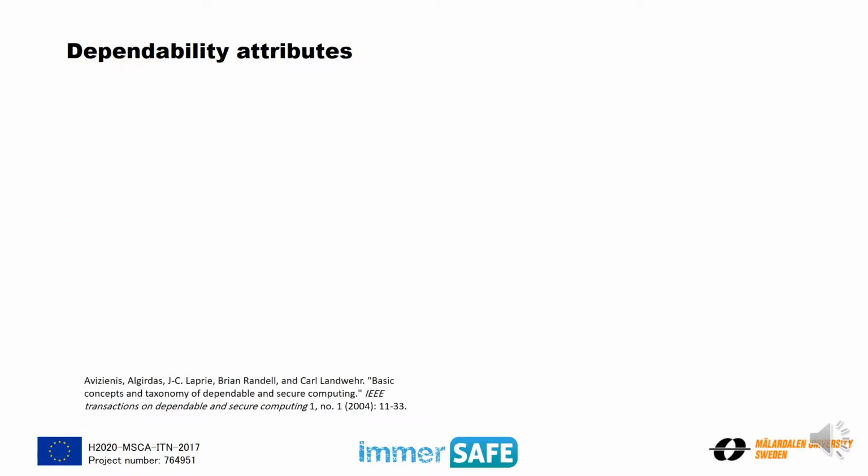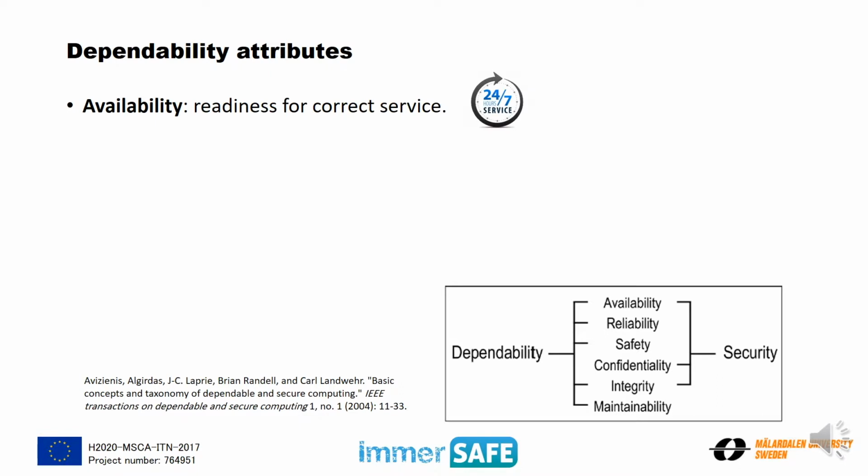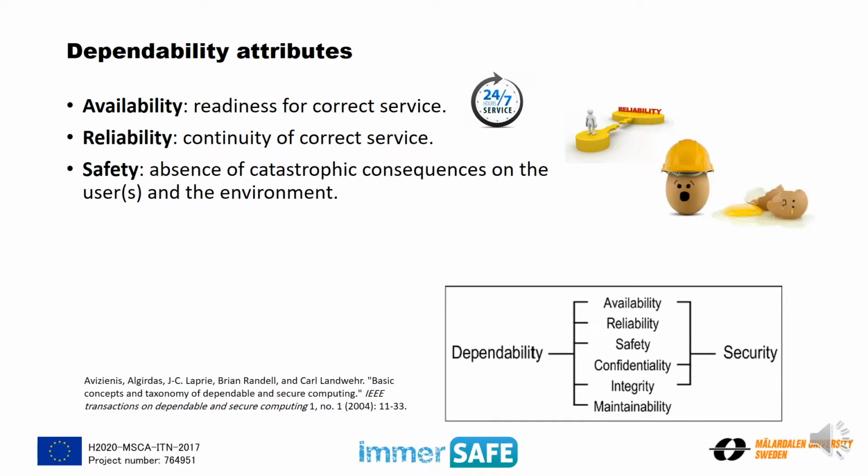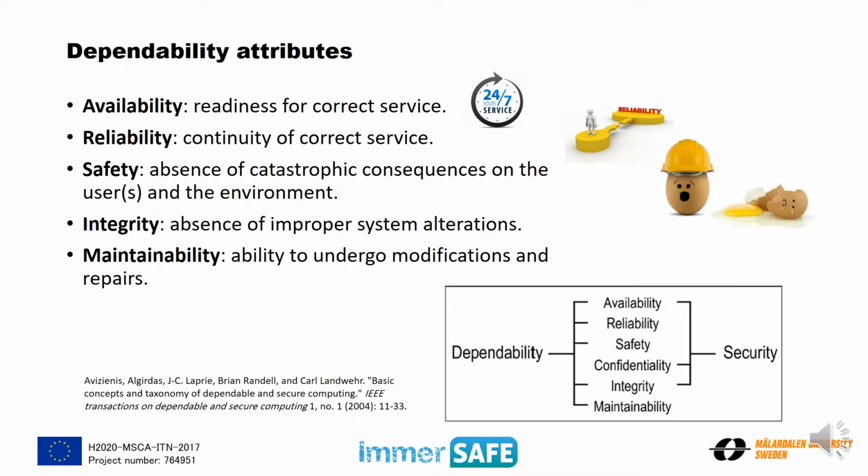Dependability attributes. The first one is availability, meaning readiness for correct service. The second one is reliability, continuity of correct service. The third one is safety, which is the absence of catastrophic consequences on the user and the environment. Integrity is the absence of improper system alterations, and maintainability is the ability to undergo modifications and repairs.